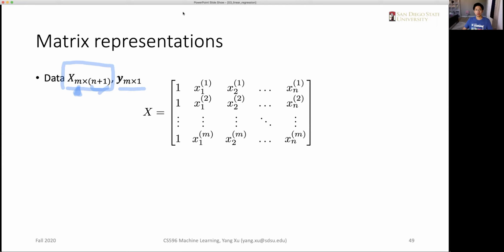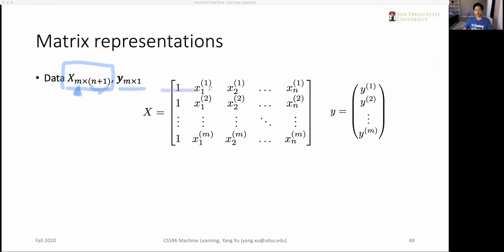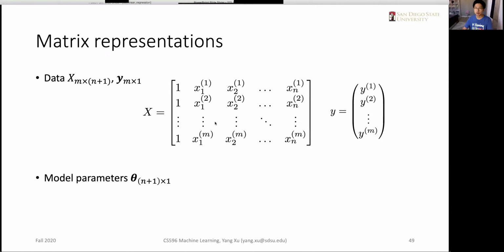One thing you should notice is that all the training instances are placed into rows. The first row is the first data point, the second row is the second data point, and the last row is the mth data point, and they correspond to each row in y. Next, we also use a matrix representation for the model parameters. We have n+1 parameters, so we put them into n+1 rows by 1 column. Basically, it's a long column vector like this.